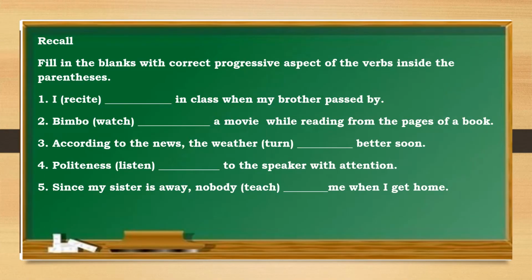Before we start, let's have a simple recall on the past lesson. Fill in the blanks with the correct progressive aspects of the verbs inside the parentheses. Number 1, I blank in class when my brother passed by. Number 2, Bimbo blank a movie while reading from the pages of a book.